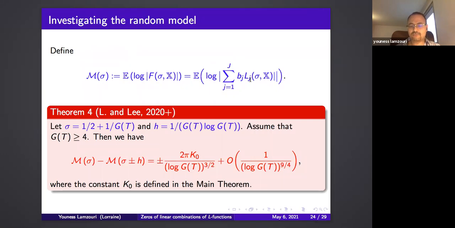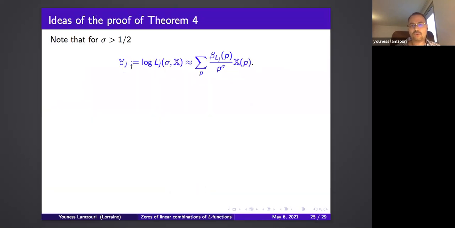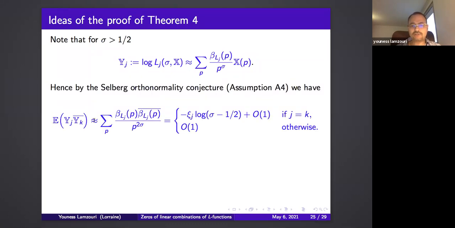So we can understand this if we understand the joint distribution of log of the LJ sigma x. And if we write this as yj, this is approximated by, if we throw away the sum over prime powers, the sum over primes, where you have independent IID random variables uniformly distributed on the unit circle. And so you expect this to be Gaussian. And in fact, if you compute the correlations of these random variables, by Selberg's orthogonality conjecture, these correlations should be close to the correlations of these sums, which are exactly this. Sorry, this should be K here instead of J.